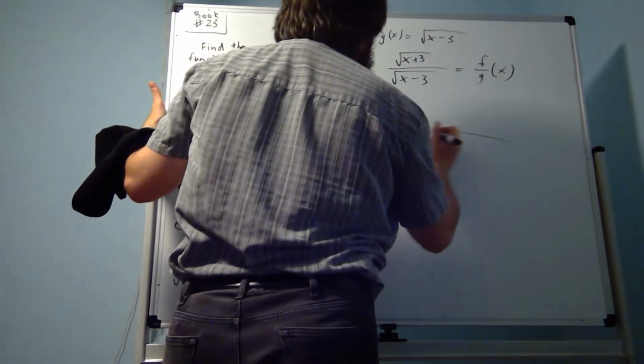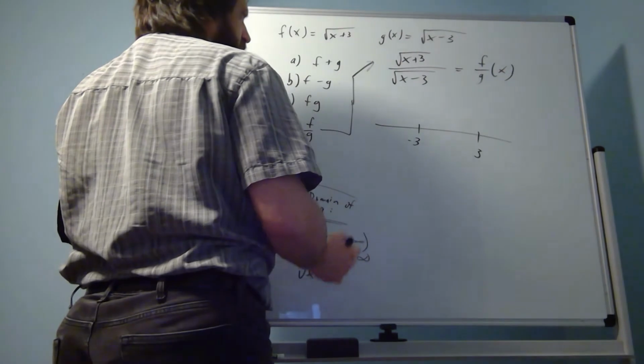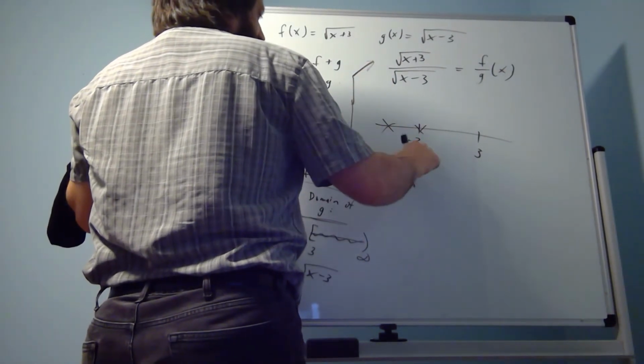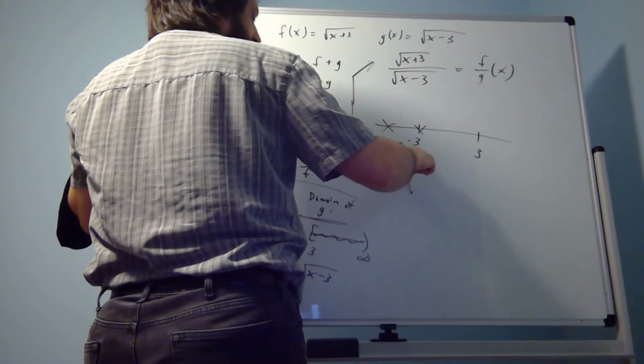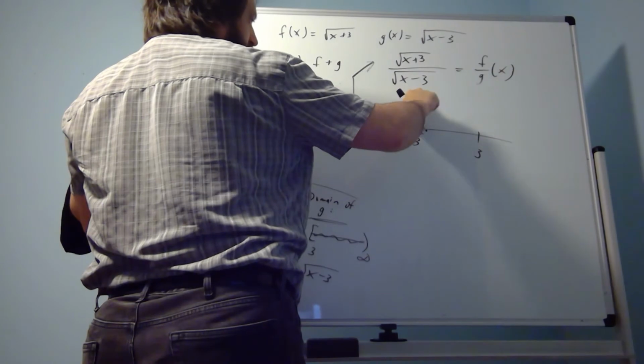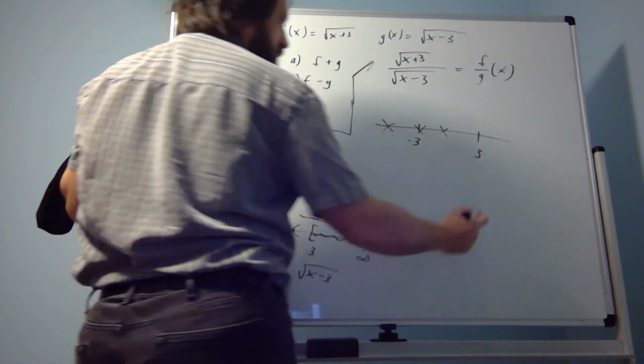So again, we have this number line. So again, we have -3 and +3 as places where stuff happens. These are bad because if x is equal to exactly -3, well, you're taking the square root of a negative. If x is exactly 3, well, what do we have?